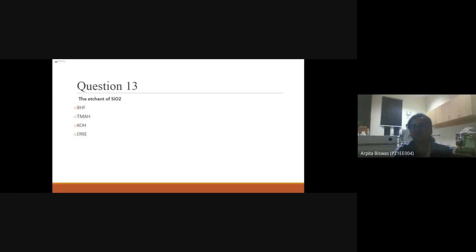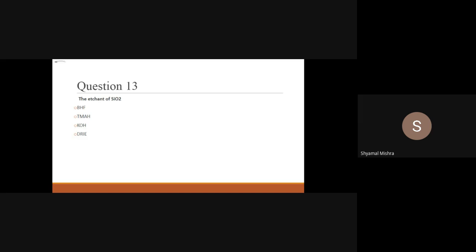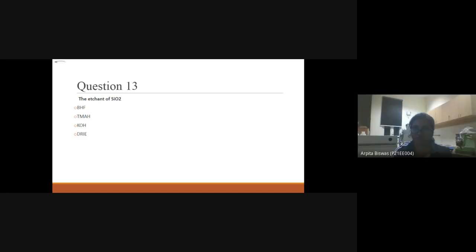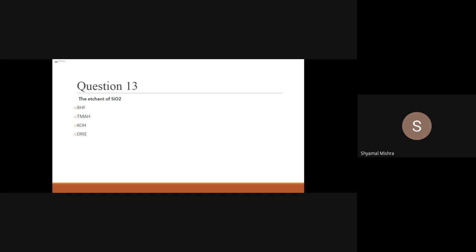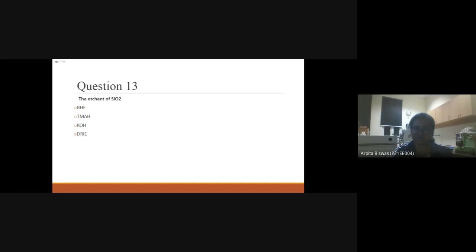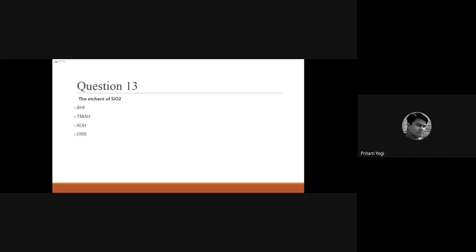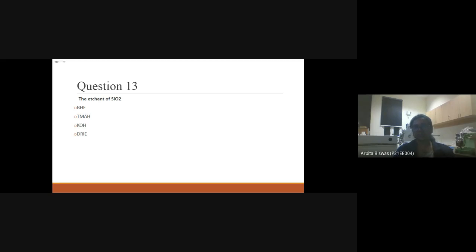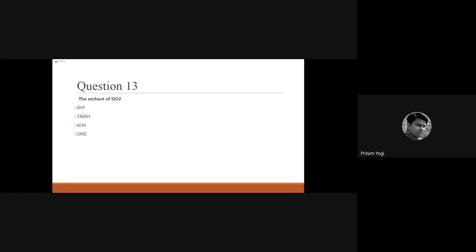And what about Shamal? Can you explain the DRIE process? What is happening in DRIE? Is it chemical, or is it a wet etching or dry etching process? DRIE. Yes. What is the full form of DRIE? Pritam, what is the full form of DRIE? Deep reactive ion etching, I think. So is it a dry etching or wet etching process? It's a dry process. I think we use plasma in this. Yes, so it is a dry etching process.